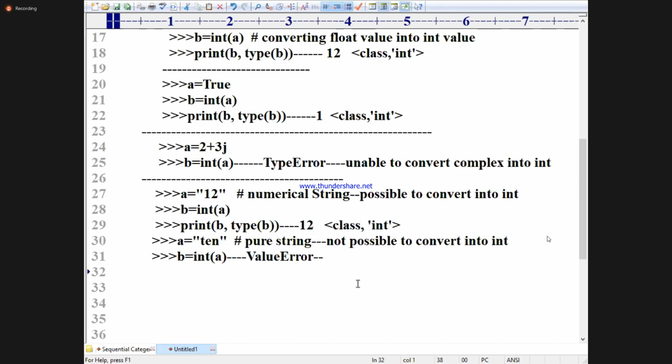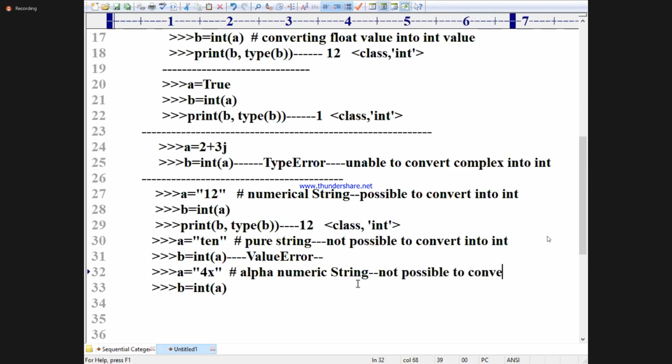Next, one more possible thing let me give you. A is equal to "4x". B is equal to int of A. Again same. Alphanumeric string. Not possible to convert. Value error.